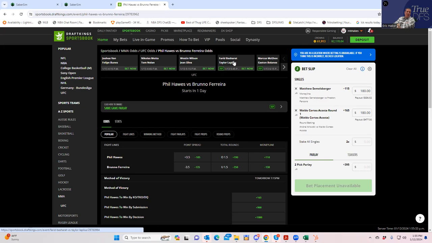So here's really what you can play. You can play Hawes by submission, right? Because what that does is it takes a reasonable path, but plays it in a way that not many people are playing. Or if you really want, you could be really nasty and play Ferreira by decision. I don't know a soul that's doing that. So let's take a look at these various prices here.